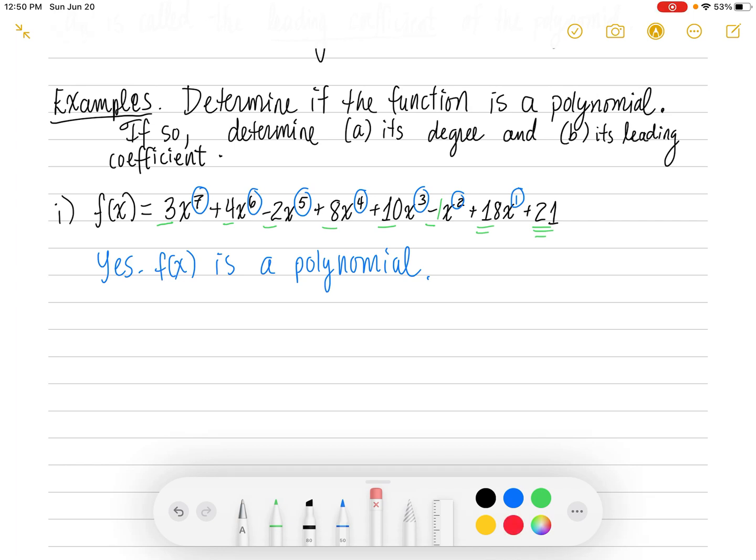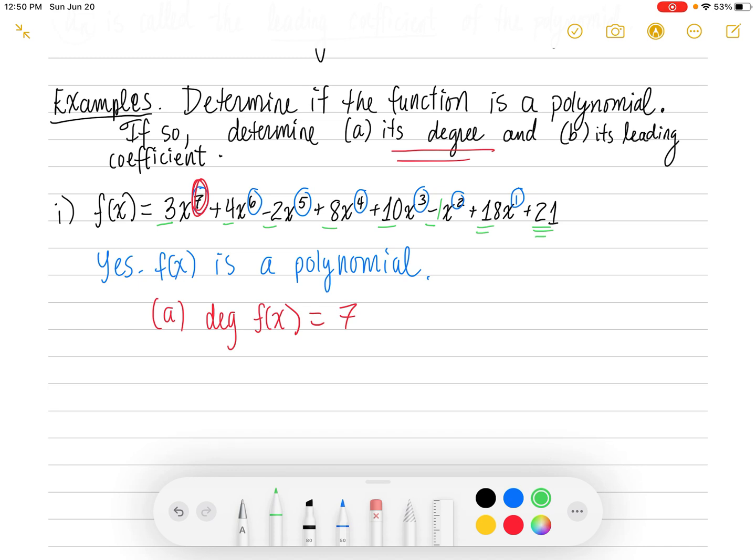The degree, right? We want the degree. We're going to do the degree. So the degree is the largest power. That's this one right here. So we're going to write deg. Deg is the shorthand for degree. It's the abbreviation for degree in mathematics. The degree is 7.